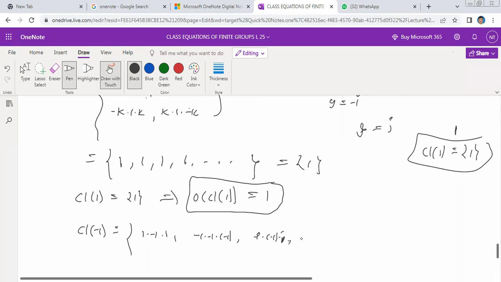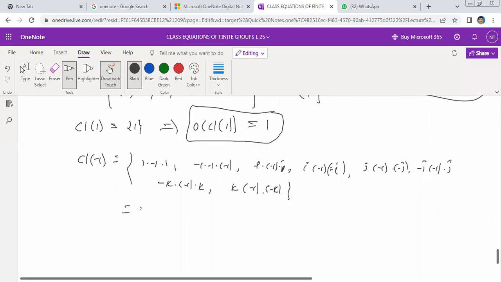Next we get another one: i, minus 1, minus i, minus i. Right, next j, minus 1, j, minus 1, minus j. Then minus j, minus 1, j. Next minus k, k, minus 1, k, minus 1, minus k. That's all. Now after simplifying this, what happens? This is 1 minus 1, it is nothing but minus 1.